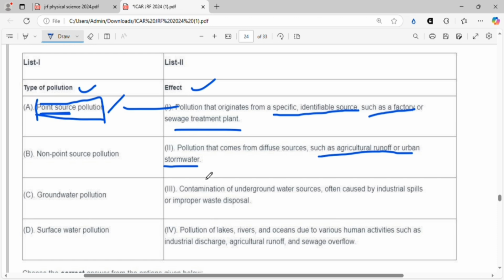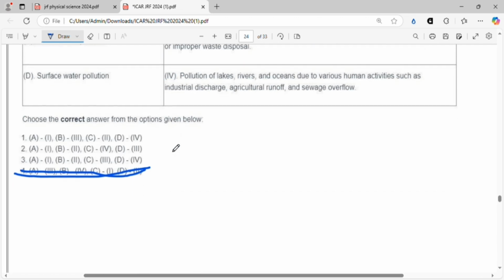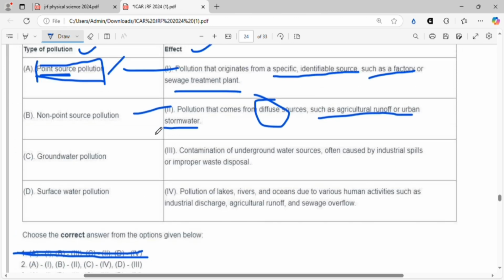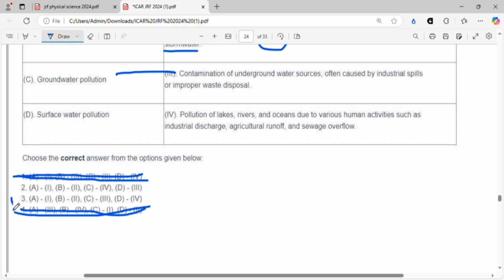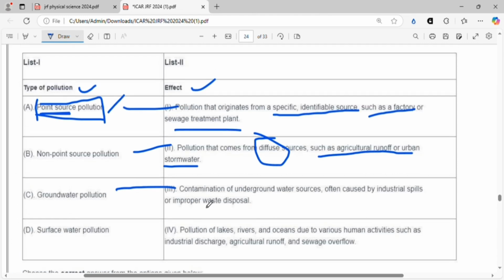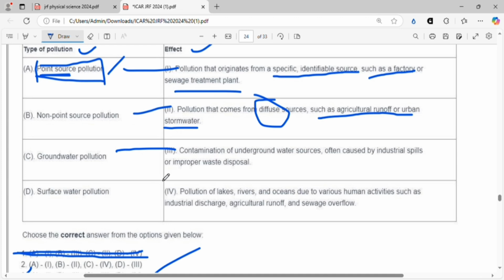It is a mix of all the fields, all the sources. So non-point source is pollution that comes from diffuse sources. So B will be 2. Let's check the options again. B2, there are again two options. All right. Another option we need to study. Groundwater pollution is contamination of underground water sources, often caused by industrial spills or improper waste disposal. That is true. So option 3 is the correct answer. This is a very easy question. No concept, nothing. You can just mark it simply.